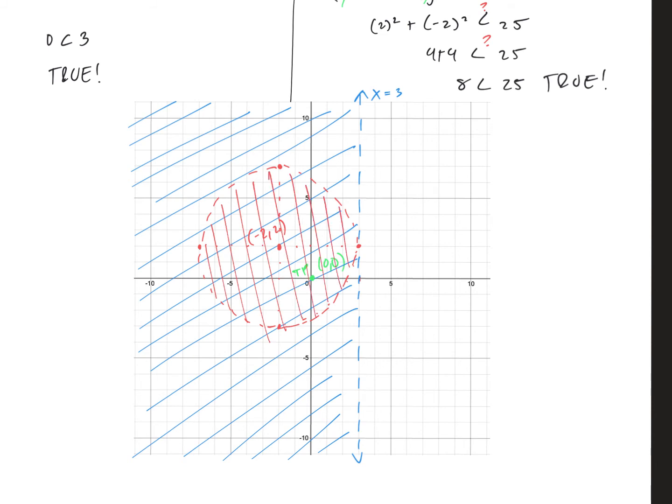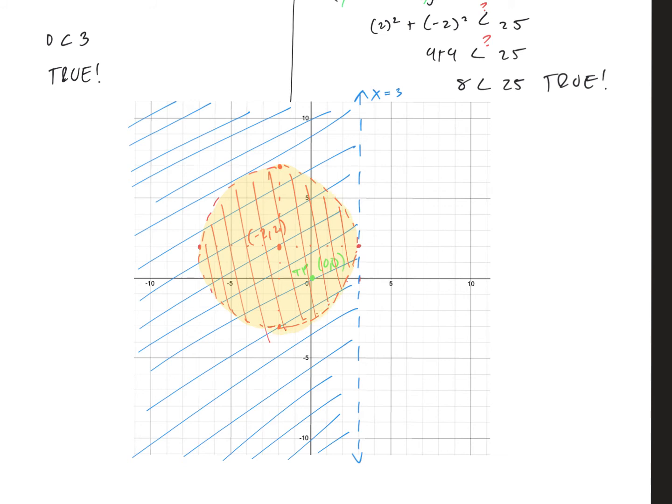And then the last important step. This is something I did notice on the last exam I graded. Some students only shaded the solution. And remember, the solution is where they intersect. So where they all intersect, the circle and the line, is right here. So some students only showed the intersection, and that is not what I would like to see.